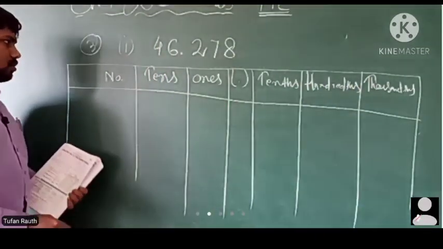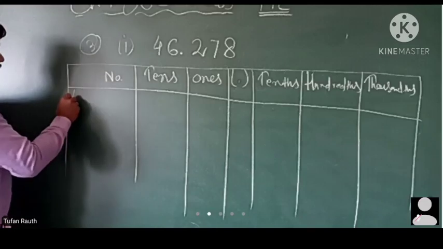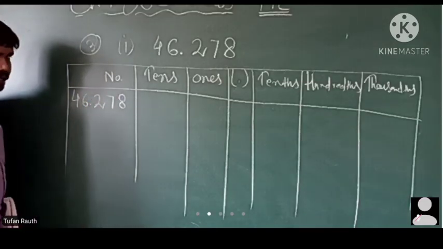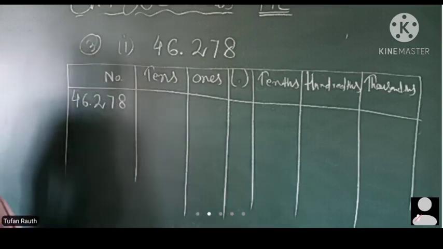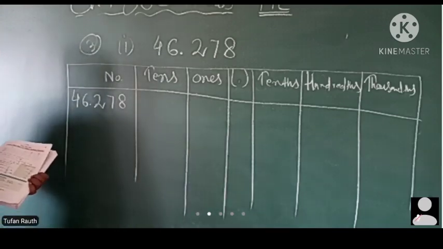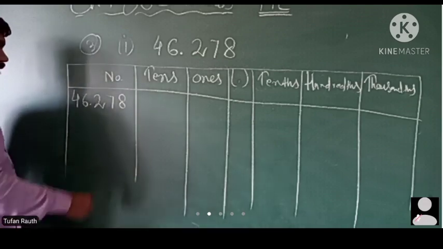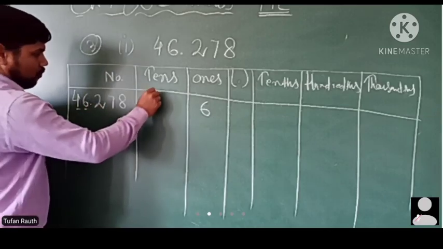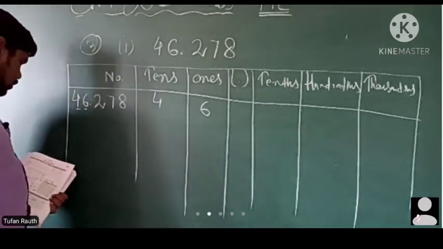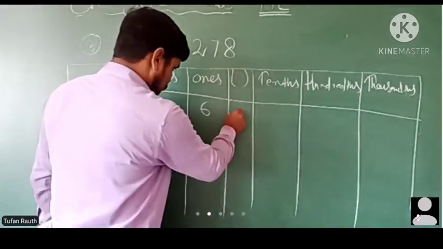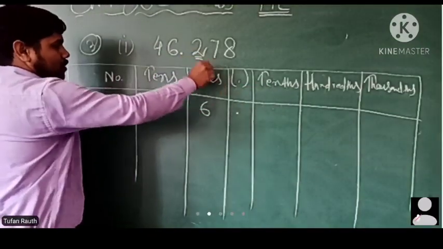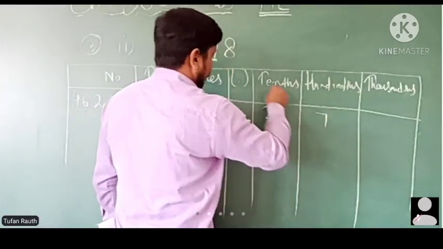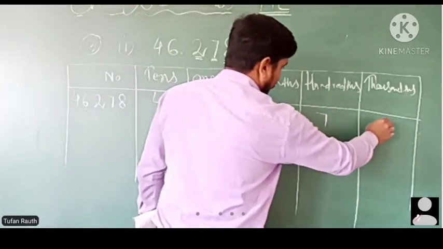So suppose these questions which we have: 46.278, right? So 46.278, how you can write it in decimals is, here in the ones place we have 6, then in the tens place we have 4, okay, and then after that the decimal, and in the tenths place we have 2, okay, then in the hundredths place 7, and in the thousandths place 8, okay.